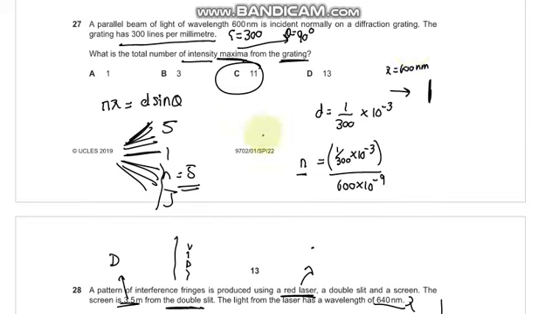So question number 27 asks us to find the intensity maxima from the grating. For the intensity maxima, theta must be 90. We are given the grating spacing, so we can find the d from it.